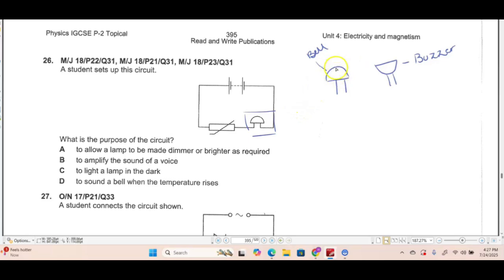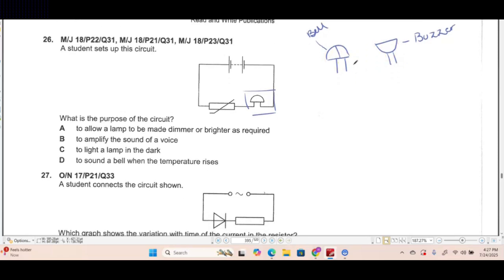So I say that for a bell, the B becomes in this direction. And for a buzzer, it is an inverted B. So use whatever you find suitable. Coming back to the question, what is the purpose of the circuit?